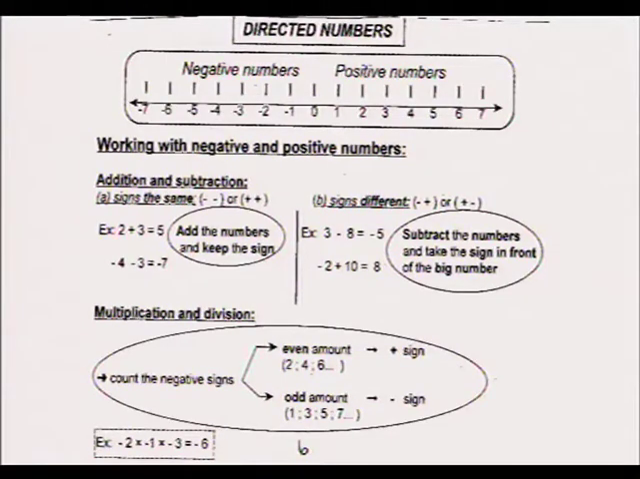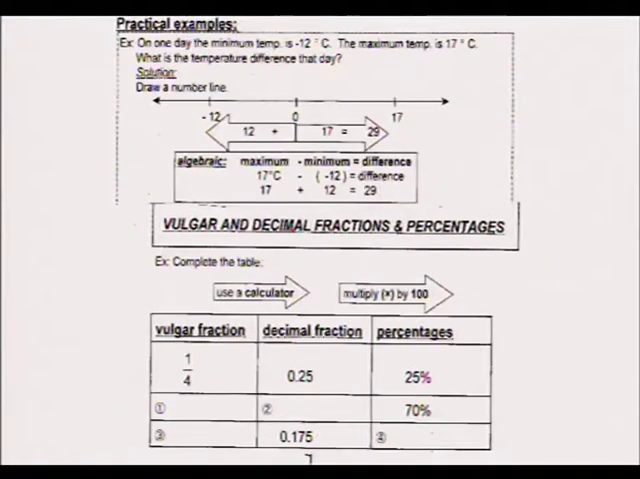When we multiply or divide, an even amount of negative numbers gives a positive. An odd amount gives a negative. There are some practical examples; you can go through these examples.